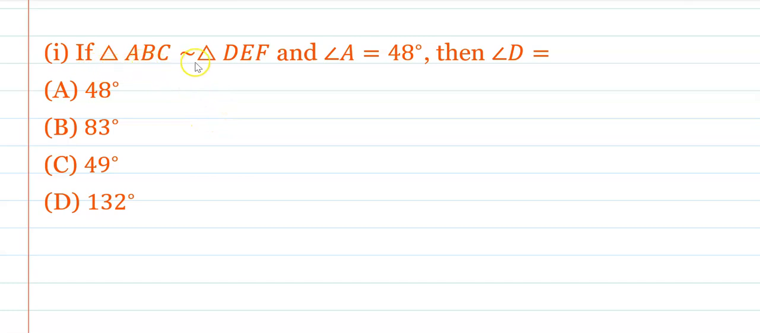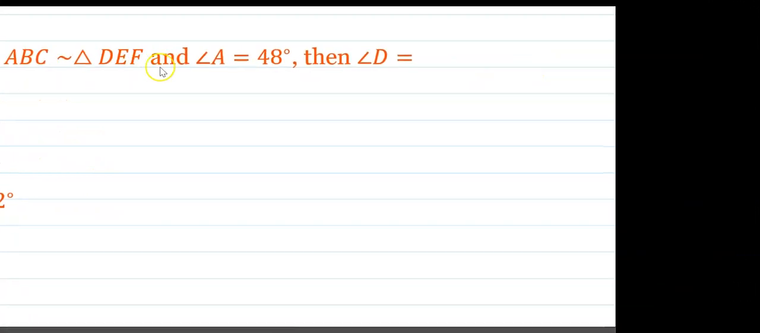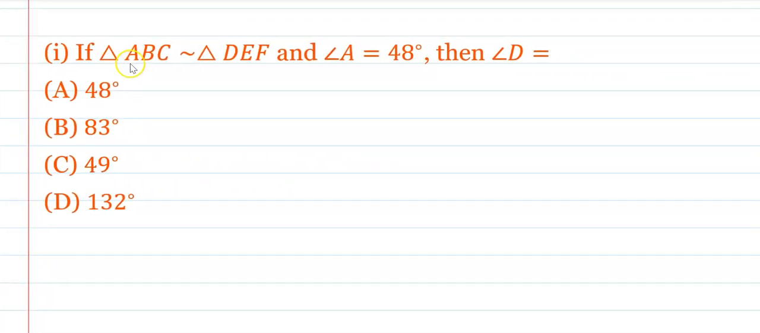If triangle ABC is similar to triangle DEF and the measure of angle A is 48, then what is the measure of angle D? It's a very easy question. Angle A corresponds to angle D. But we have been given that the measure of angle A is 48, so it's clear that the measure of angle D must be 48, and therefore the answer of the first question is A. Measure of angle D is 48.